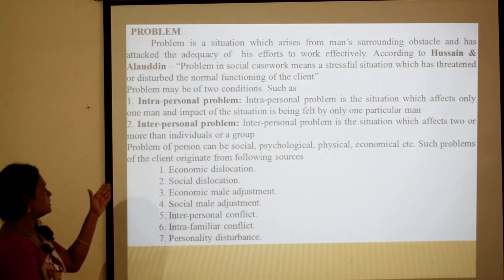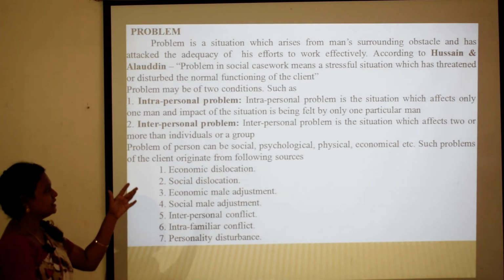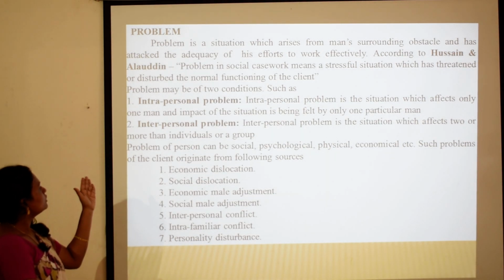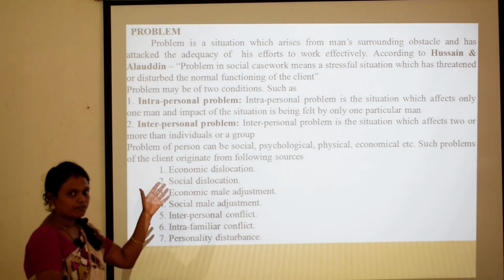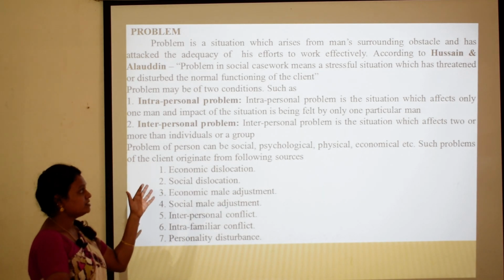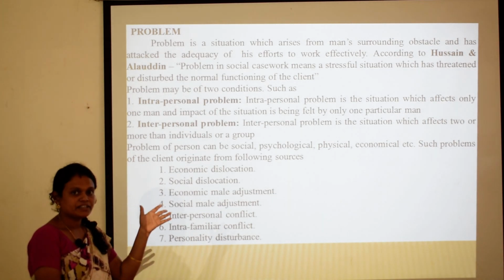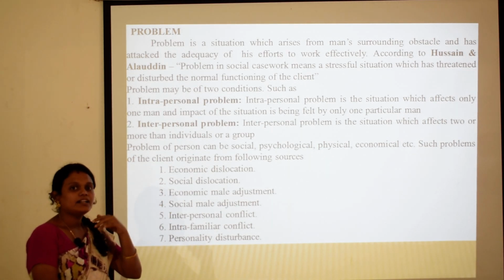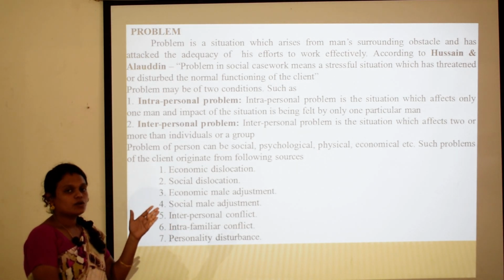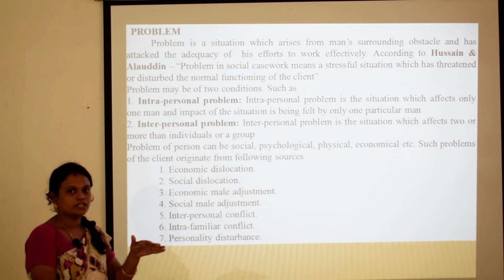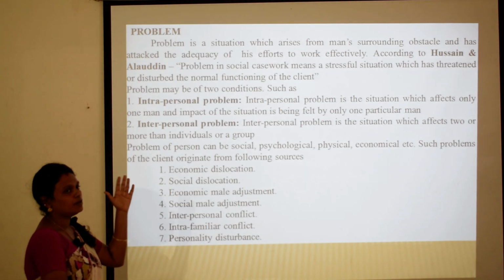Then interpersonal problem. An interpersonal problem is a situation which affects 2 or more individuals or a group. Interpersonal means it is a situation that affects an individual and an outsider, and they have the same problems. So it affects the individual and also the outsider. So it is known as an interpersonal problem.